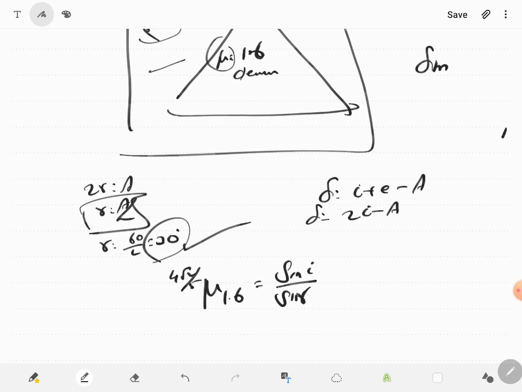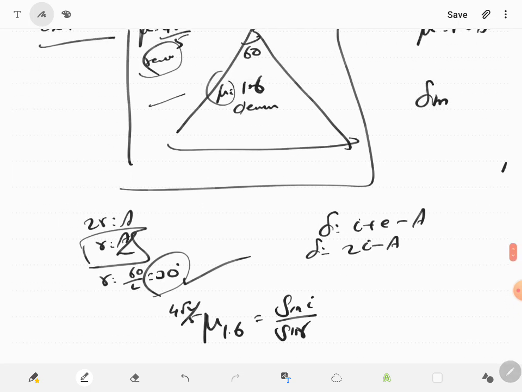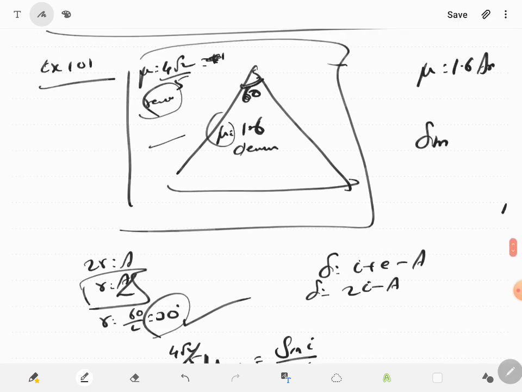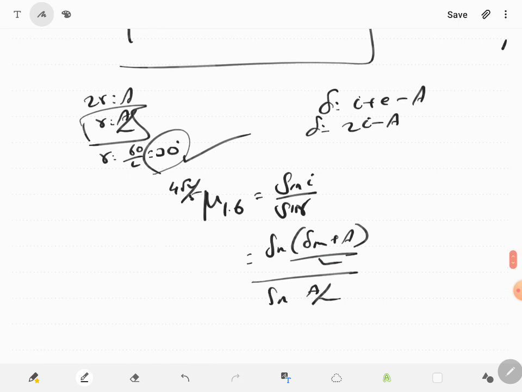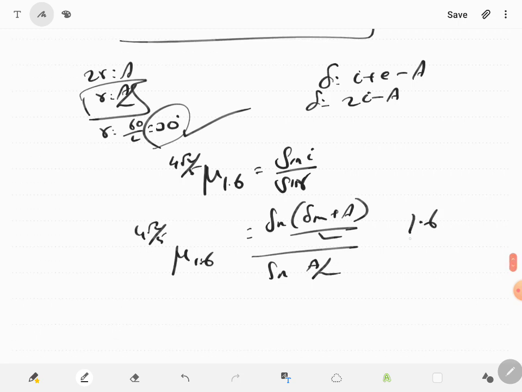Considering the angles are small, okay, I can't consider angles so small because this is a huge angle. 60 degree is a huge angle. And you know mu is sine of delta m plus A by 2 by sine of A by 2. And thus you get mu of 1.6 to 4 root 2 by 5. Can I write 1.6 as 16 by 10? Therefore, can I write it as 8 by 5?